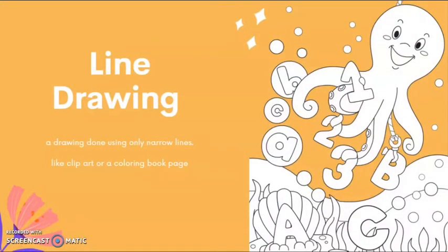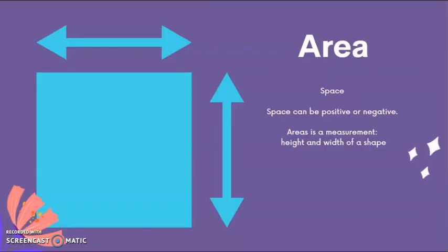Line drawing. A drawing done using only narrow lines. This can be like clip art or a coloring book page. Area. Area is known as space. Space can be positive or negative. The area within a shape is the measurement of the 2 dimensions of height and width.